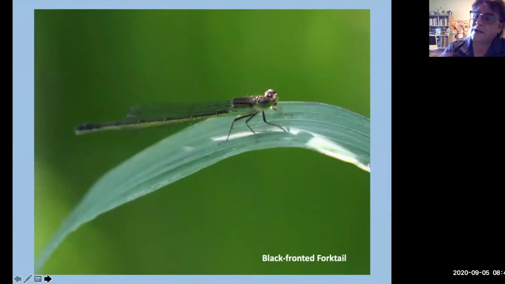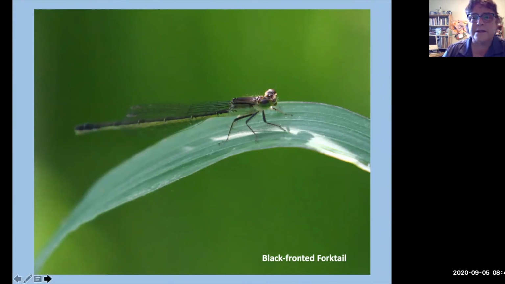Then there's damselflies and dragonflies. So now we came off the floor. We're coming up a little bit into the grasses now. And this is a black-fronted forktail. It's a damselfly. And damselflies are related to dragonflies, but they're smaller. They're this big. They're 2 to 3 centimeters. And they hold their wings back behind. This is the abdomen. This is the thorax. And this is the head, the parts of the insects.